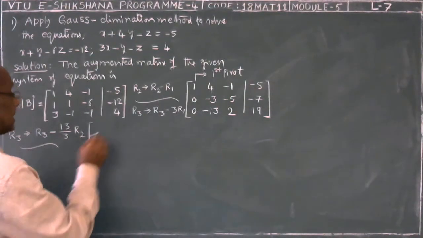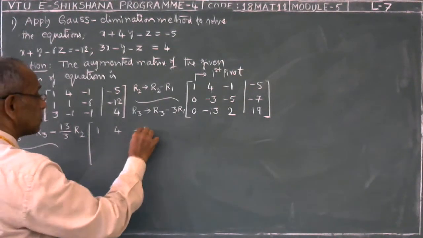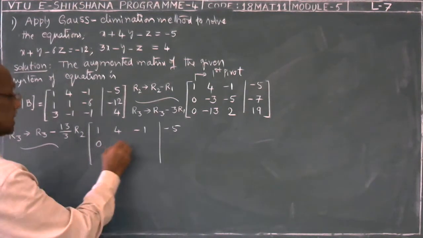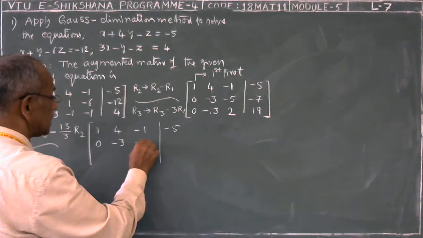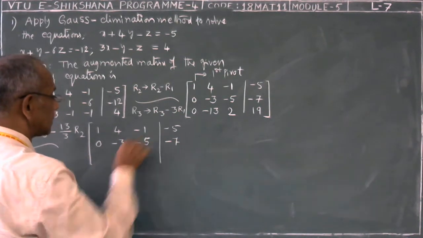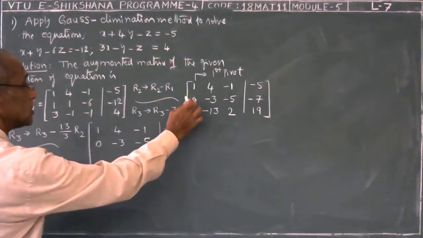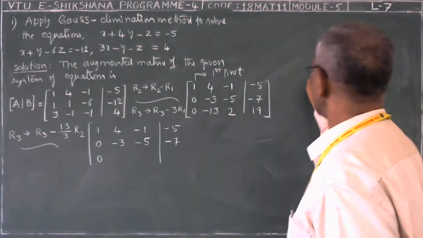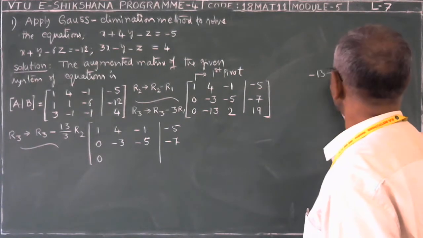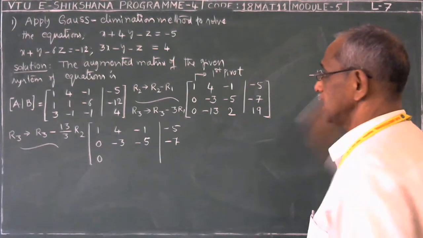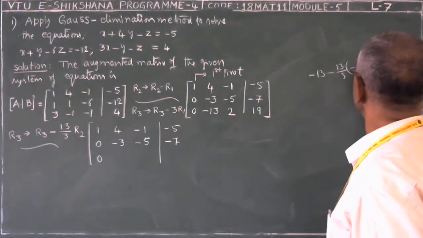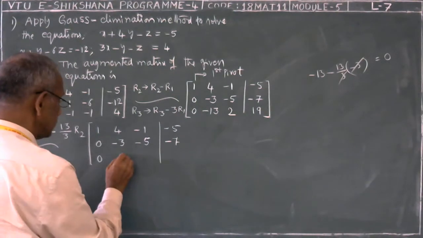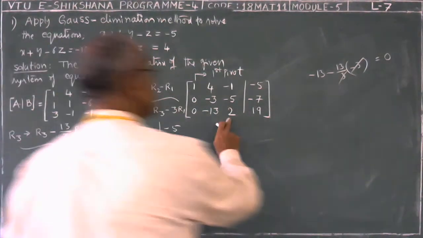Now row 1 is not changed: 1, 4, minus 1, minus 5. Then 0, row 2 is being used, so no change here also: minus 3, minus 5, minus 7, minus 7. Because this is 0, nothing will happen to this 0, so this will remain 0. Now let us work out what happens here. R3 is minus 30, minus 30 divided by 3 times the corresponding element in R2. This is minus 3. So minus 13 plus 30, 0. So this element is 0.